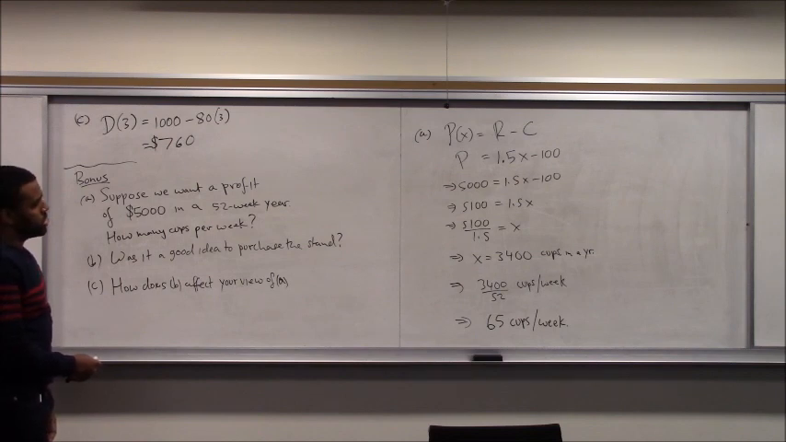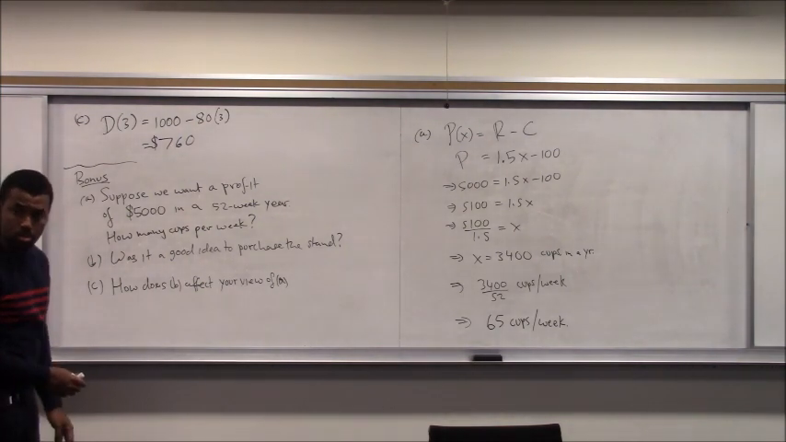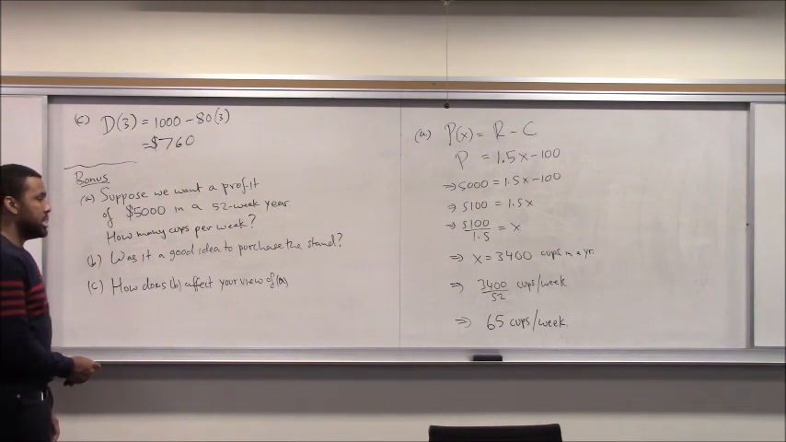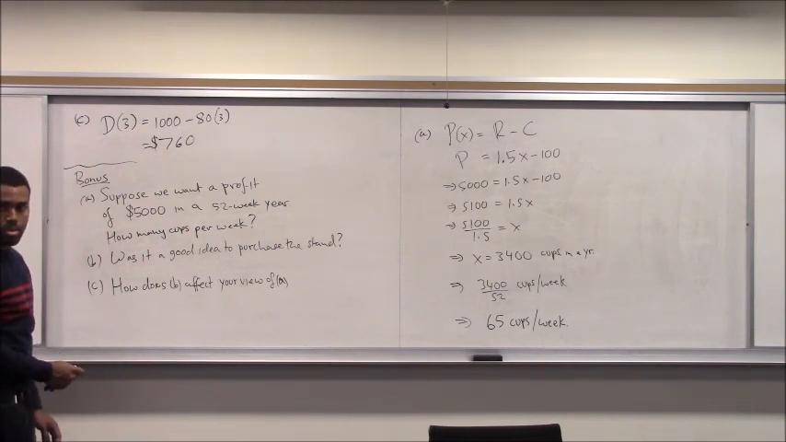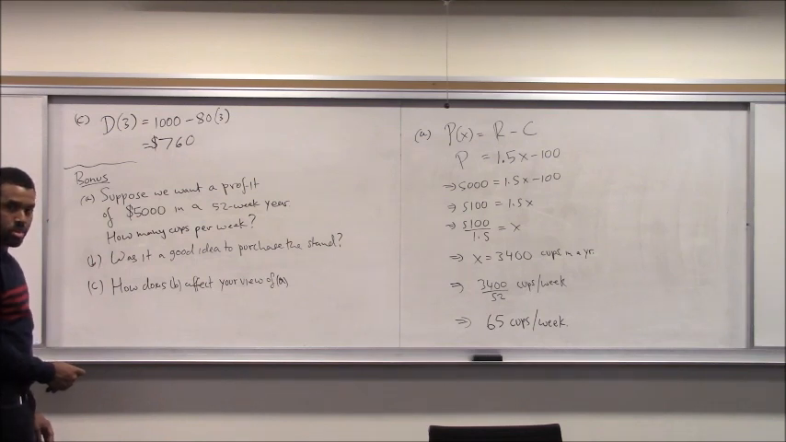Oh, well, something is off here because that's not the answer. 3,400 divided by 52. Because what? 3,400 divided by 52 is 850 by 13, not a rounding. Yeah, but it's worse than that because we also saw that we needed at least 67 cups to break even. So there's no way we can make a profit by selling 65. So something is off. What do you think is off?